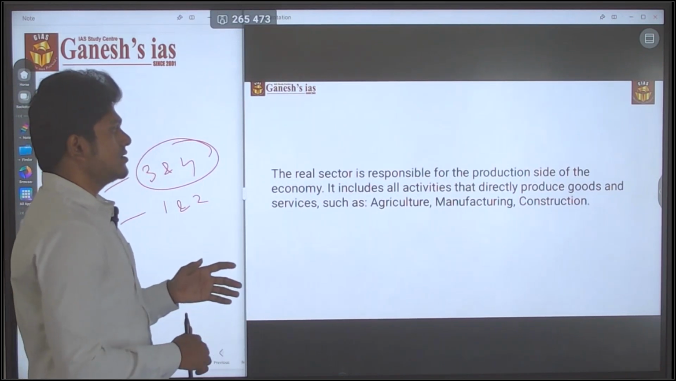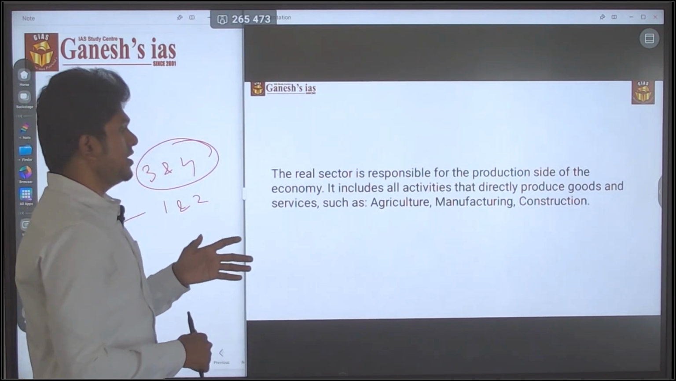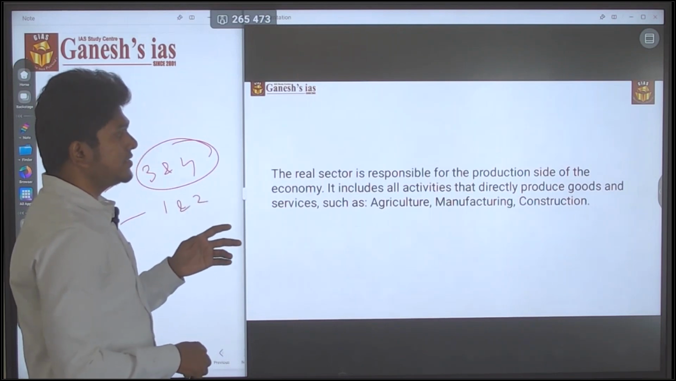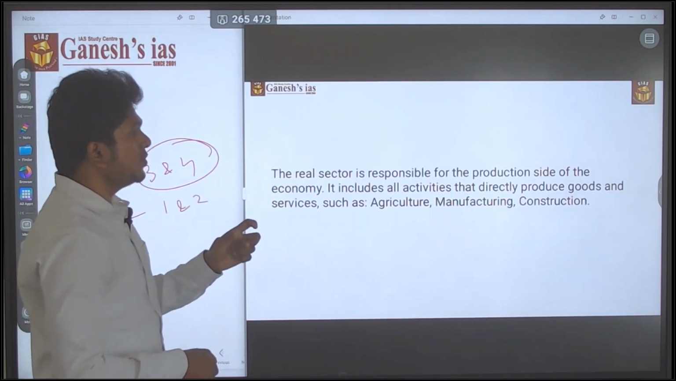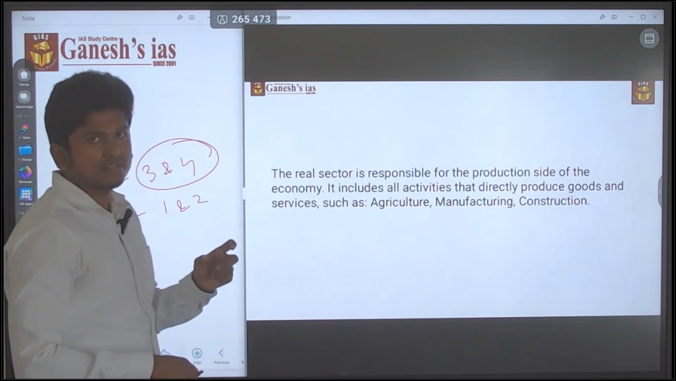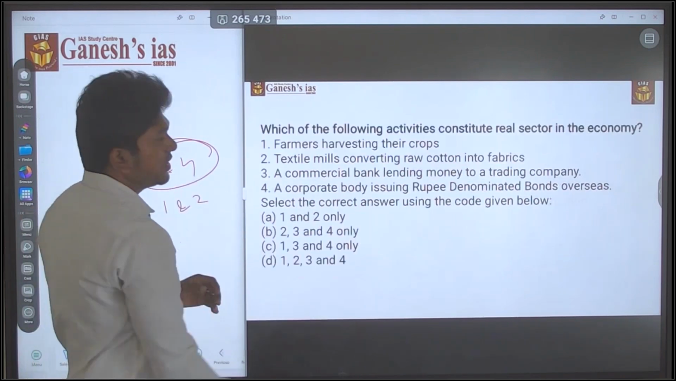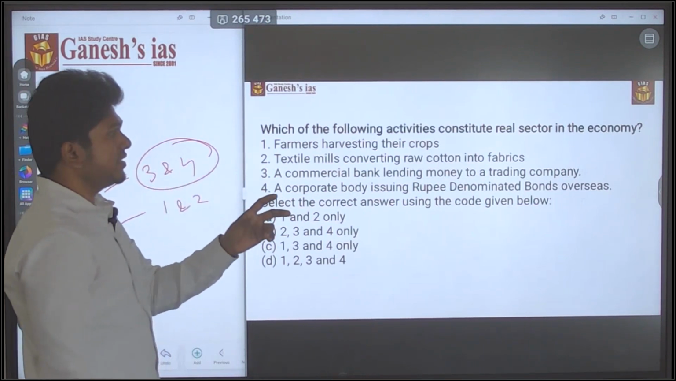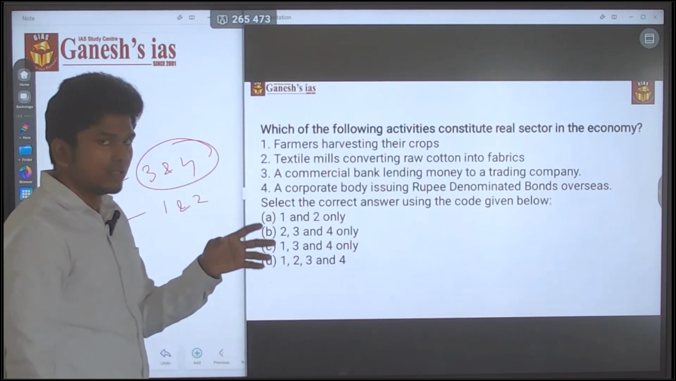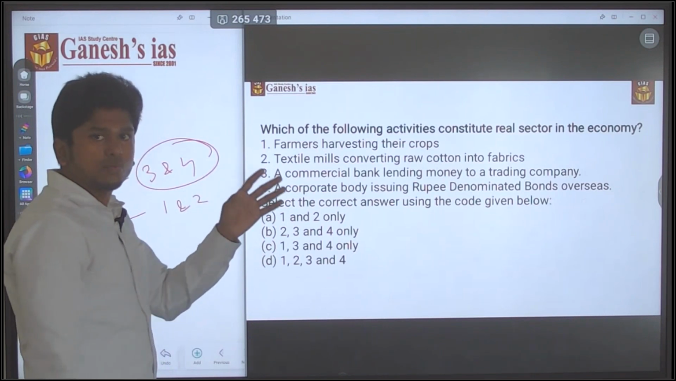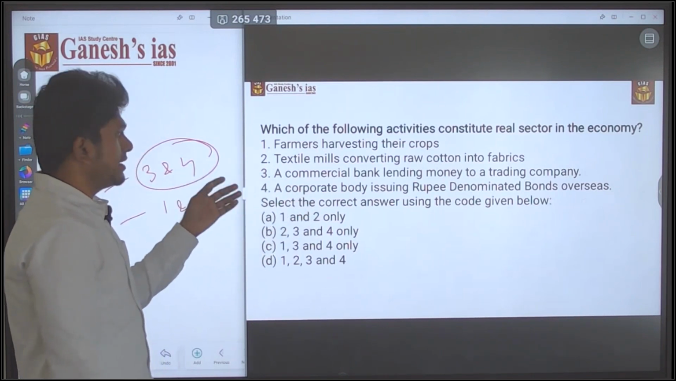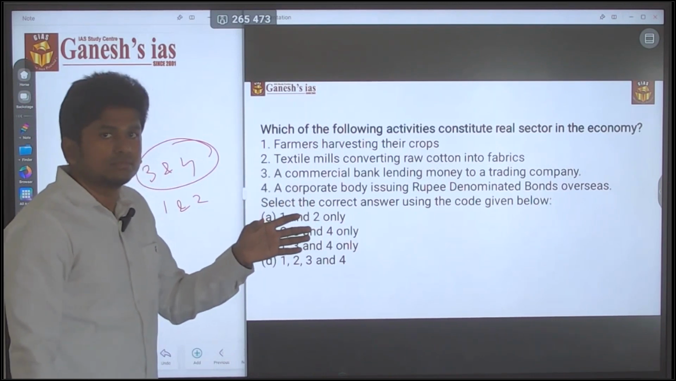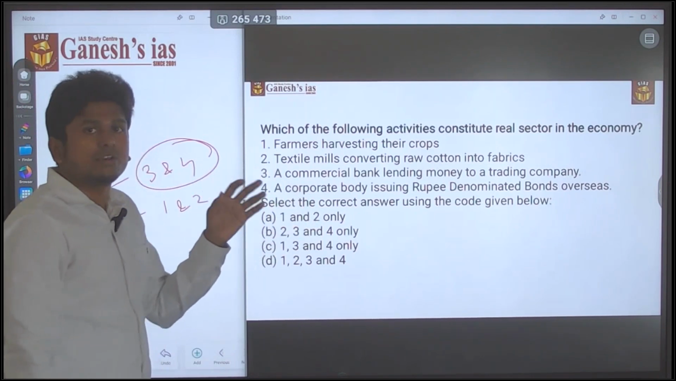See, the real sector is responsible for the production side of the economy. It includes all activities that directly produce goods and services. That is the key: directly produces goods and services. Farmer harvesting their crops is the direct output. They are producing the direct output towards the market. Textile mills converting raw cotton into fabric is also a direct thing. The output is going directly towards the market.